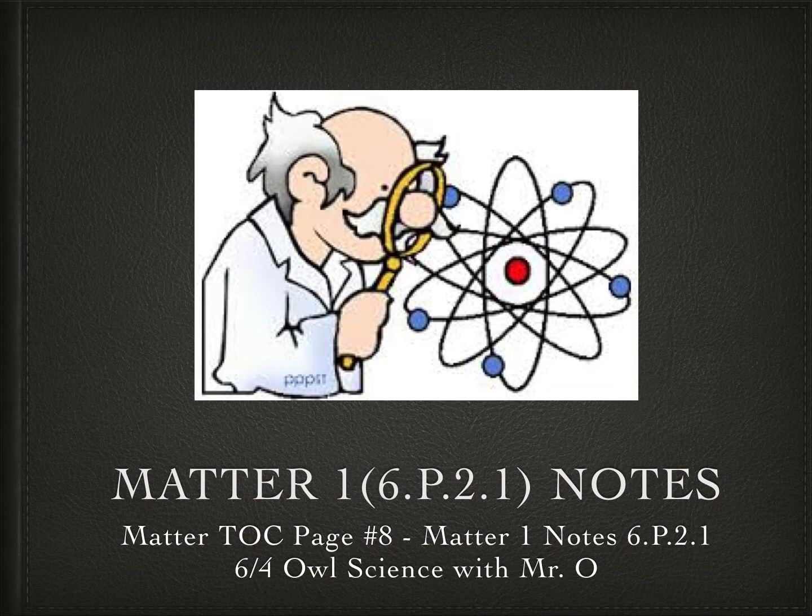In class, we will update your TOC, but it will be TOC page number 8, and it's going to be Matter 1 notes. And you see the 6P21, that's just showing you the state standard, so if you want to check that I'm teaching you the right things, there's the number for you to double check me. I say Matter 1 notes because there's about 3 sections of matter. There's Matter 1, 2, and 3. Matters 1 and 2 we'll put together, and Matter 3 we'll look at separately.